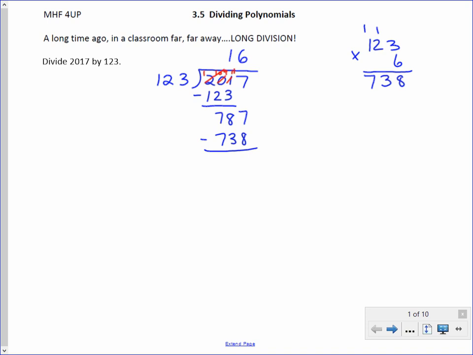So now, 17 minus 8 is 9, 7 minus 3 is, okay, now, let's see if you remember terminology here. The number you divided into, that has a name, it starts with a D.